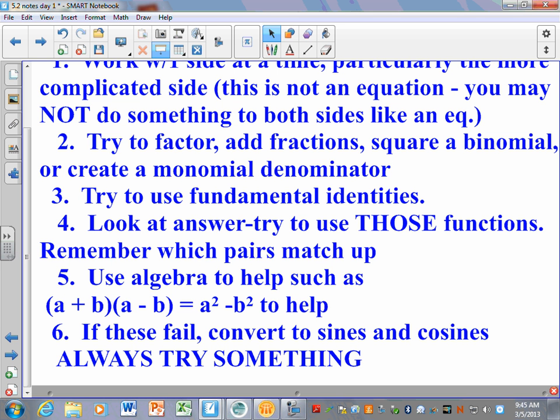And don't leave these blank. Try something, because sometimes if you just start doing some stuff, you're going to get something to cancel out that you didn't even see at the beginning. They're definitely worth a decent amount of points on the test. Leaving them blank is never a good thing. On your homework, you've got to try them, because you're not going to get this process down if you just wait for me to do them every time. That's not going to help you either.